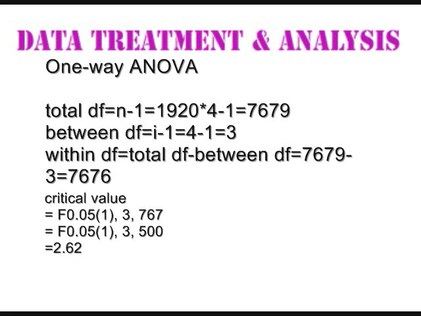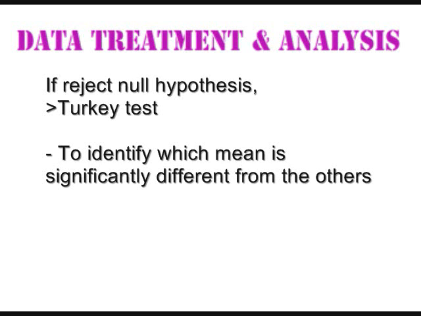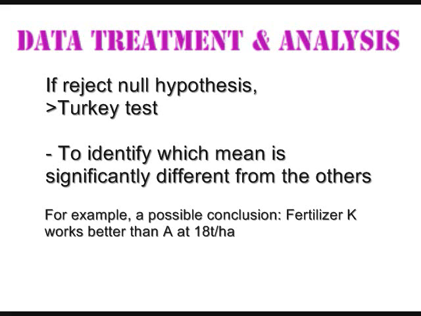If the result of one-way ANOVA concludes to reject the null hypothesis, this shows that there is a significant difference between the means of the watermelon diameters under the 4 treatments. Then, we carry out Tukey test to identify which mean is significantly different from the others. For example, if the mean for the treatment of fertilizer K at 18 tons per hectare is significantly different from the other 3, and it appears higher, we can conclude that the fertilizer K is better than A with maximum activity at 18 tons per hectare.